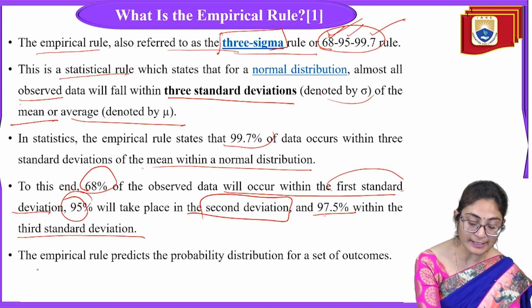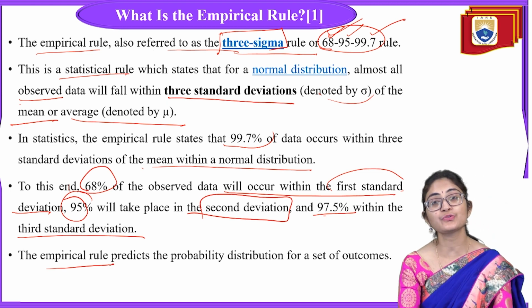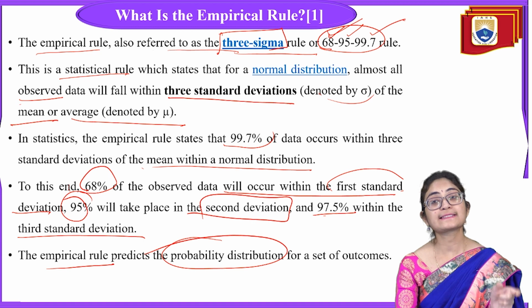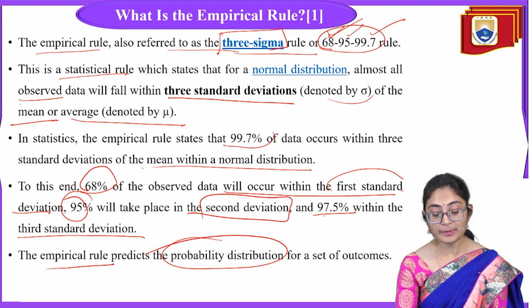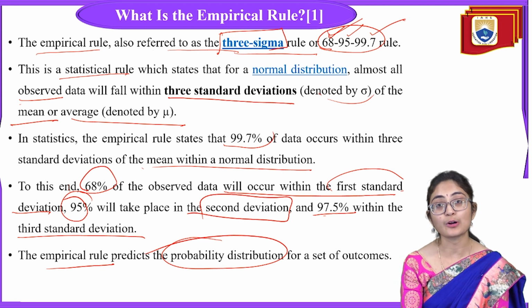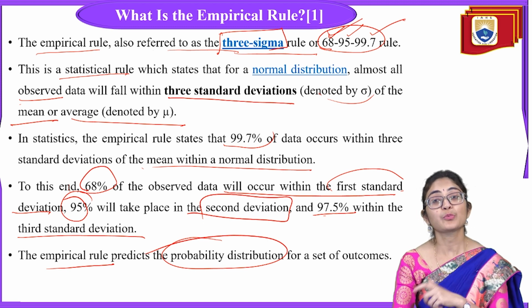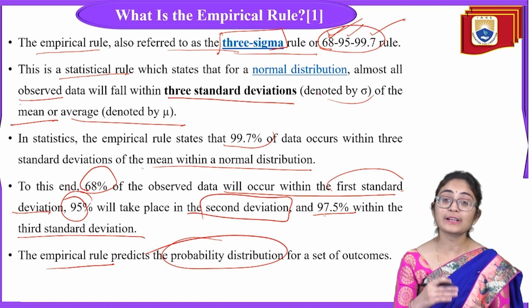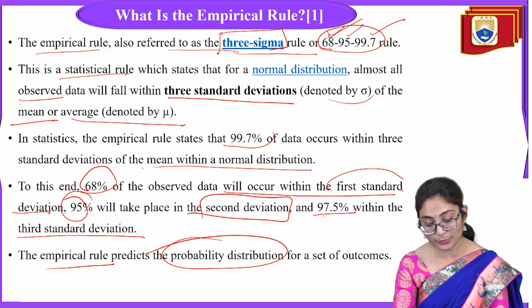The empirical rule is used to predict the probability distribution for a set of outcomes. In the probability module, we have seen how to find the outcomes and how to find the probability distribution. So by using this empirical rule, we can predict our probability distributions.